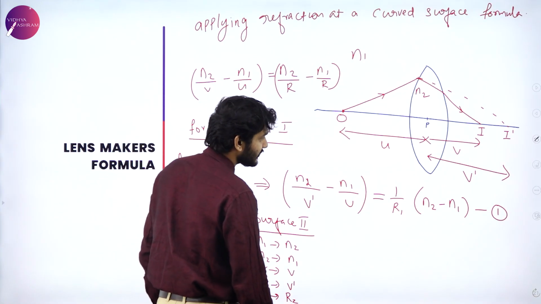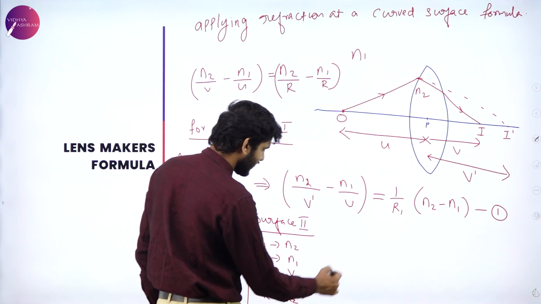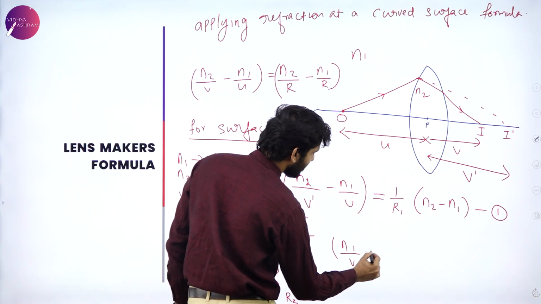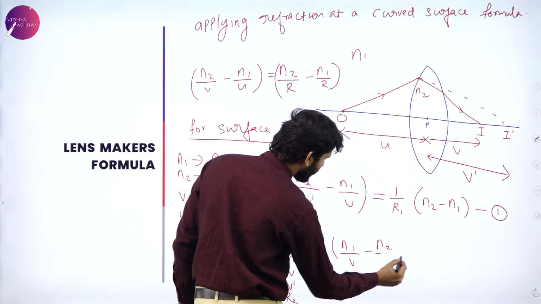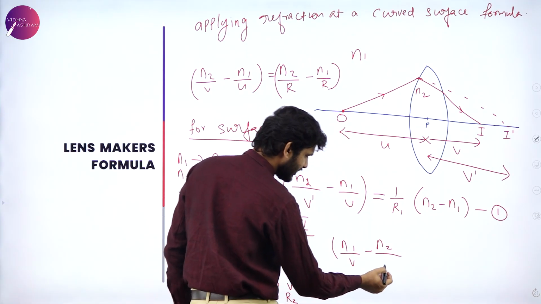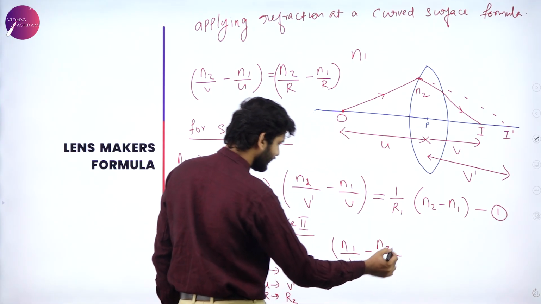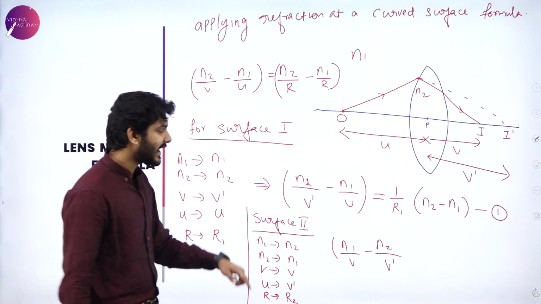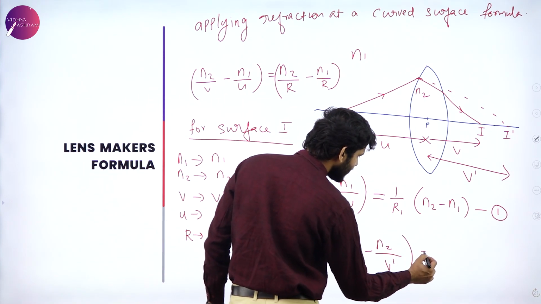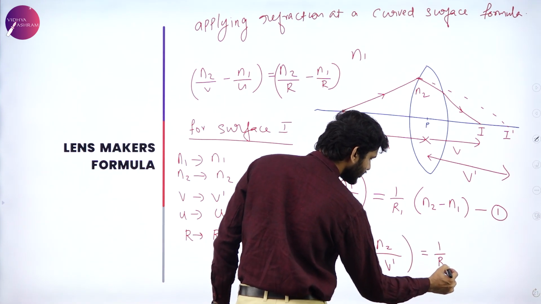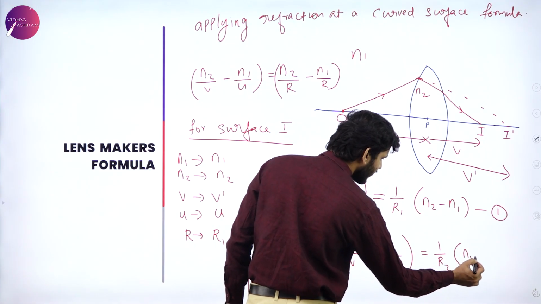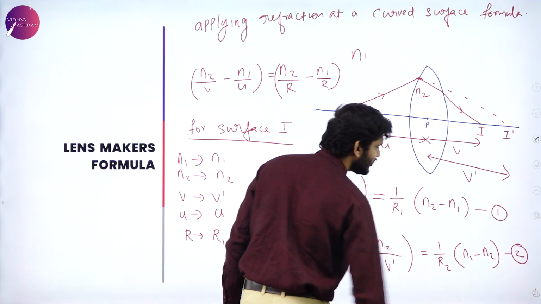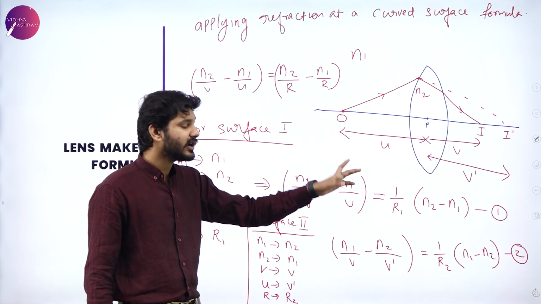Then we can say that this equation can now be written as N1 by V minus N2 by, instead of U, we write V dash. So N1 by V minus N2 by V dash is equal to 1 by R2 into N1 minus N2. That is equation number 2. So we have relations 1 and 2.